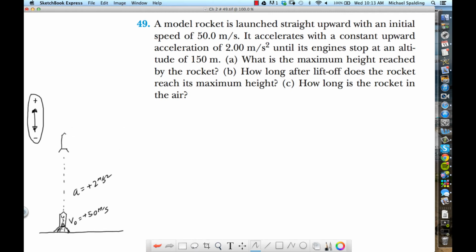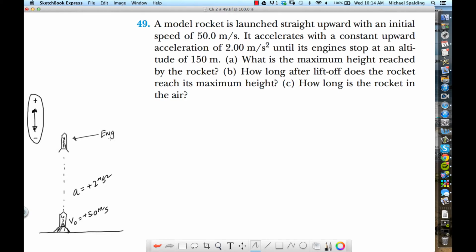All right, so the rocket starts with an initial velocity of 50 meters per second. They tell us that it accelerates at 2 meters per second squared upward. Upward is what? Positive. Okay, and then until the engine stops at an altitude of 150 meters. So we got USA. So what's the significance of the engine stopping?